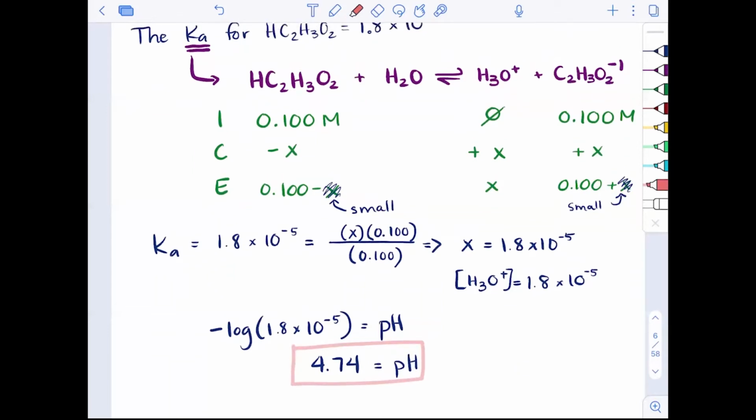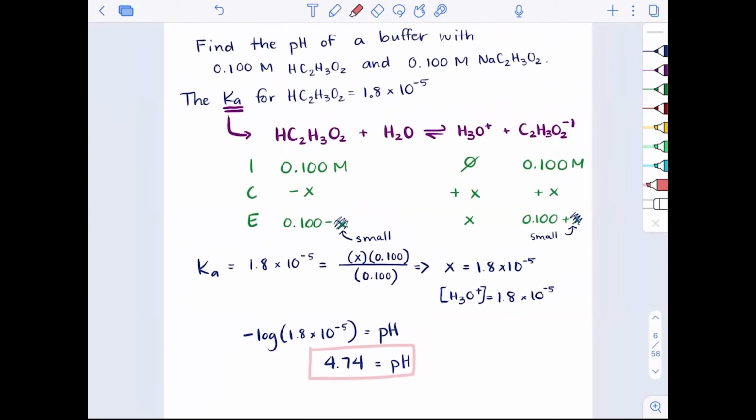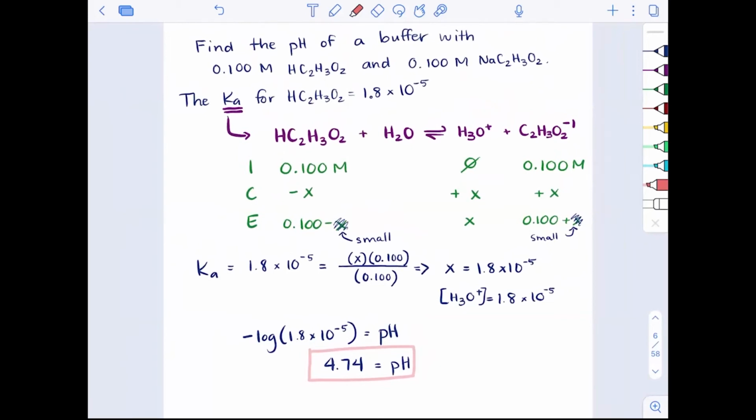All right. The only difference with buffers to start off with is we have 2 initial concentrations, that of the acid and its conjugate base. If X is small, we can use the assumption rule just like we had done before. If X is not small, we will have to use the quadratic equation.